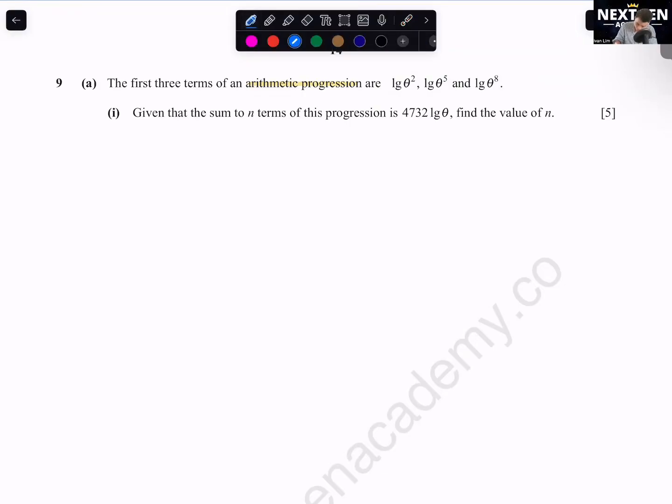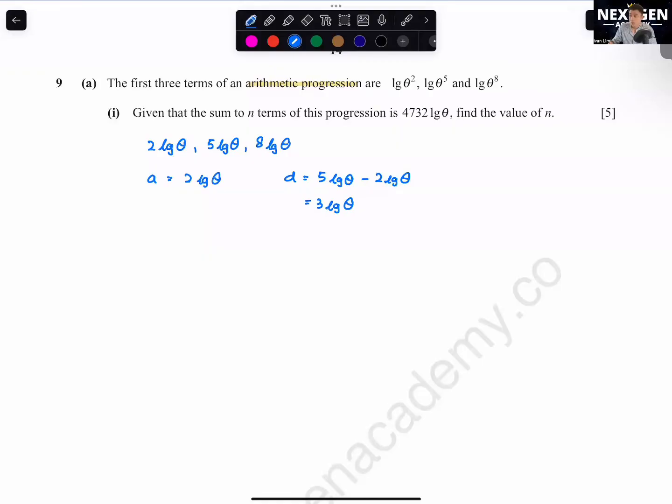So you need to bring the power down first. We need to write it as 2 log theta, 5 log theta, 8 log theta. Write it in this form first. So your a is equal to 2 log theta, and your d is equal to 5 log theta minus 2 log theta. If you didn't bring the power down, you can still do it. So we got a and d over here.